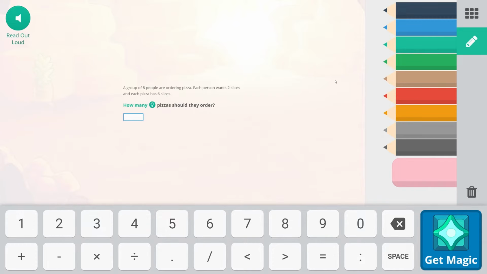All right, so each person wants 2 slices. Each pizza has 6 slices. So 8 times 2 is going to be 16. There are 8 people. Each wants 2 slices, so we need 16 slices. Now, each of the pizzas has 6 slices. So 6, 12, 18. So we need 18 pizzas. To order 18 pizzas, and 6 times 3 is going to be 18, which would be more than the 16 that you need. Oh.